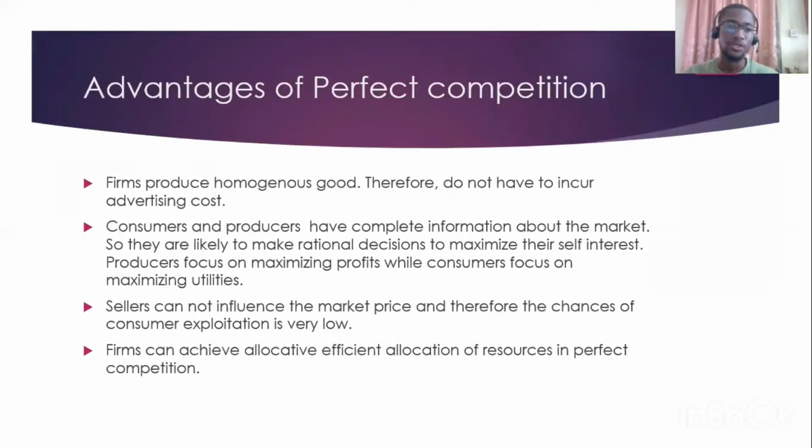Advantages of a perfect competition: firms produce homogeneous goods, therefore do not have to incur advertising costs. Consumers and producers have complete information about the market, so they are likely to make rational decisions to maximize their self-interest. Producers focus on maximizing profits, while consumers focus on maximizing utilities. Sellers cannot influence the market price, and therefore the chances of consumer exploitation are very low. Firms can achieve allocative efficiency in a perfect competition.